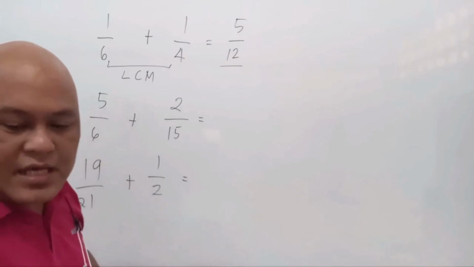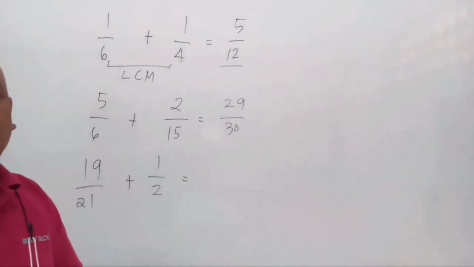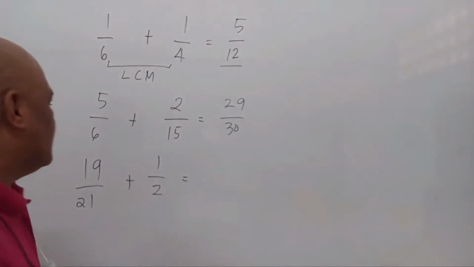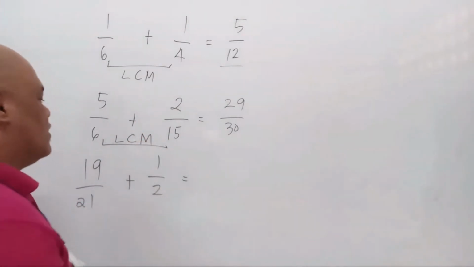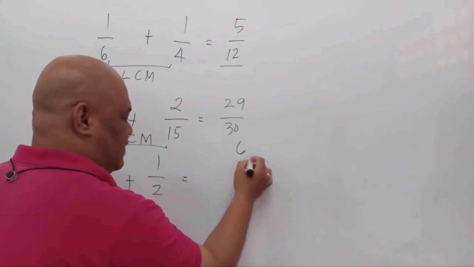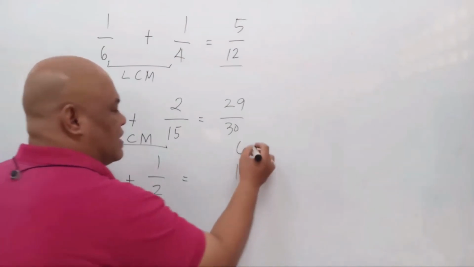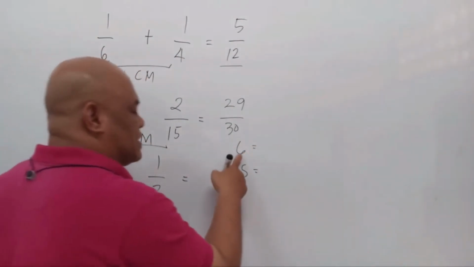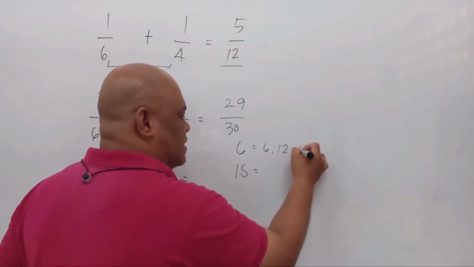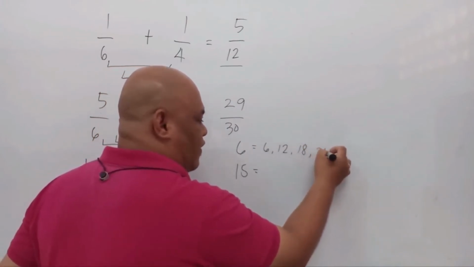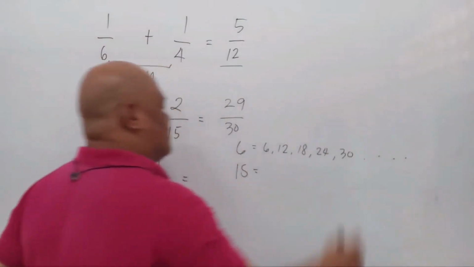So the answer is 29 over 30. How do you get 29 over 30? Again, we have to use the LCM. We will use 6 and 15. We will get the multiples of 6 and 15. So now, 6 times 1 is 6. 6 times 2 is 12. 6 times 3 is 18. 6 times 4 is 24. 6 times 5 is 30. So on and so forth.